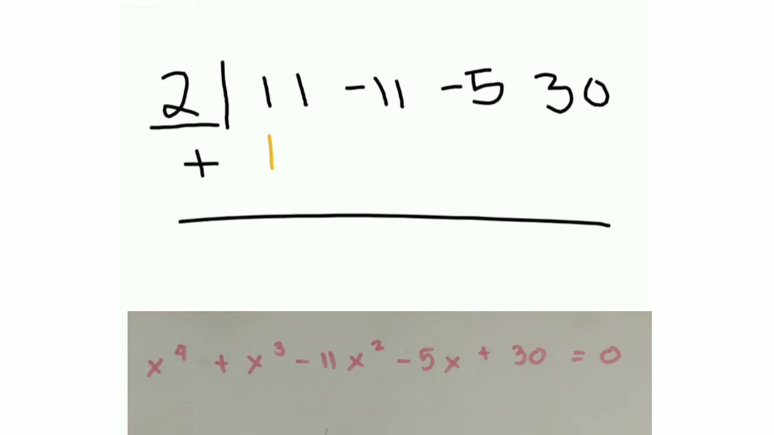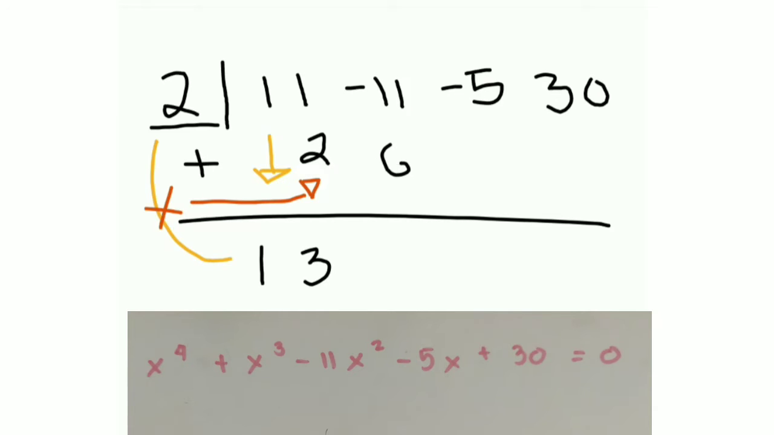After that, bring down the first term, which for this example is 1. Then multiply it by the number inside the box. Then the product of that is what you will add to the second term, which is 2. After that, all you need to do is repeat all the steps, which is add, bring down, multiply, add, bring down, multiply until you get to the final term.